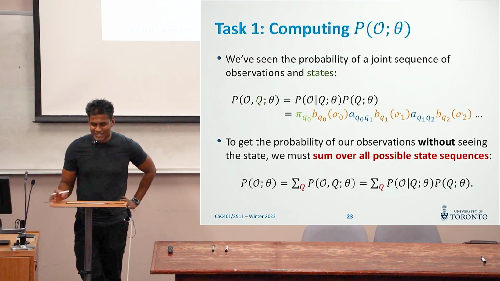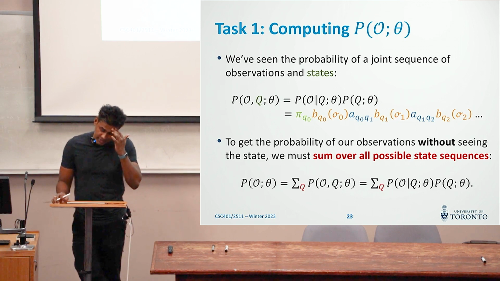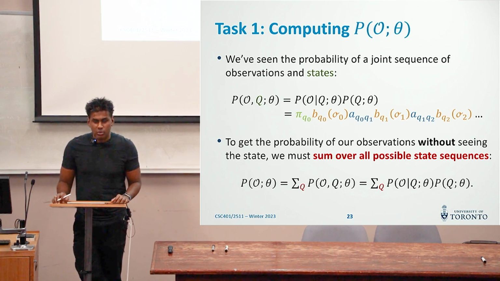Okay, anyway, let's go back to the main course materials here. So we need to solve three tasks, and right now we're focusing on the first task of computing our observation likelihood. Our observation likelihood is the joint probability of the observations and the states, and that can be broken down. This is the mathematical form.